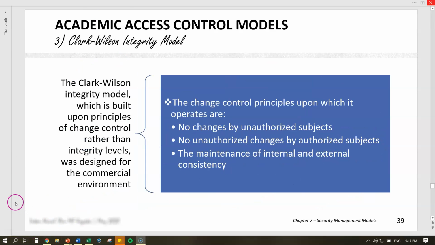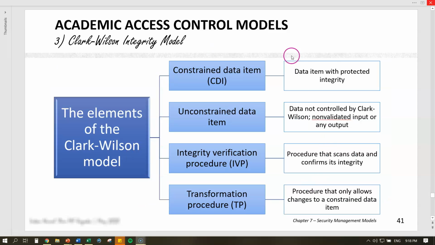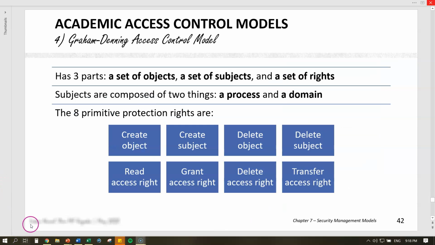The Clark-Wilson integrity model, which is built upon principle of change control rather than integrity level, was designed for the commercial environment. Basically, CWI model controls subject authentication and identification, access to object by means of well-formed transaction, and also execution by subjects on a restricted set of programs. These are the elements of the Clark-Wilson model: constrained data item, unconstrained data item, integrity verification procedure, and also transformation procedure.